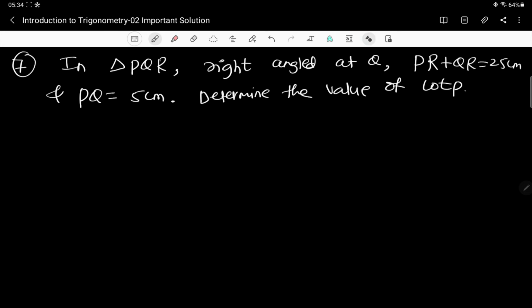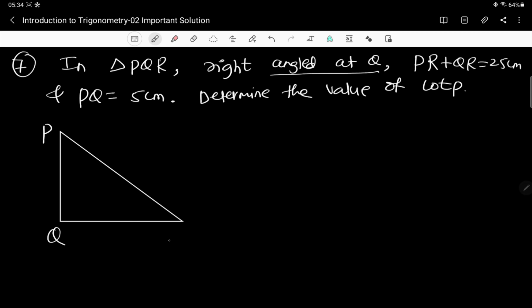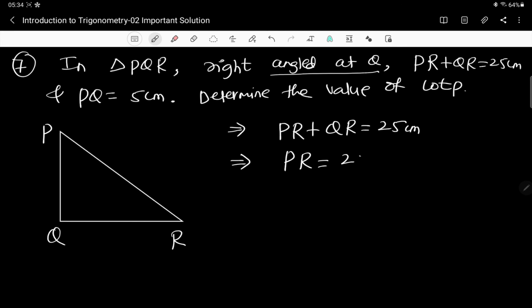Right angled at Q, right? So here is the right triangle. Okay, so we have got a right triangle here, right angled at Q. You understand the meaning of right angled at Q, no? So here is Q, and after that P is there and R is there, and they are mentioning what the given data is. They are mentioning PR plus QR is equal to 25 centimeter. All right, they are giving this. By using this data, can I write PR is equal to 25 minus QR? Of course, correct, no?